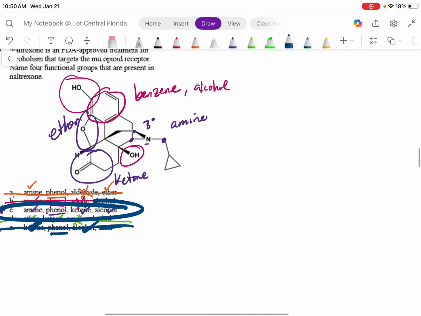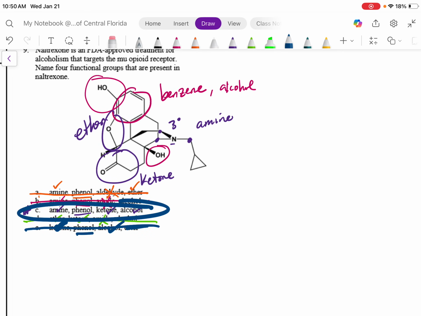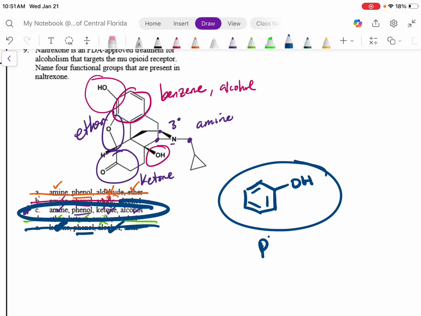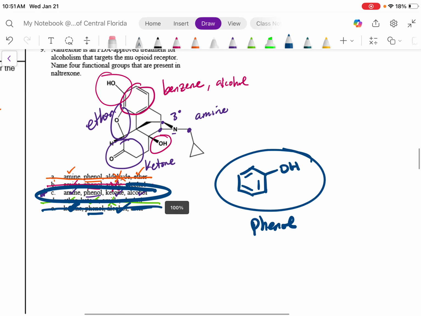But from this exercise, you have now learned something. What is a phenol? A phenol is simply a benzene ring that has an alcohol attached to it. So that whole thing right there is called phenol. Right? Hopefully that makes sense.